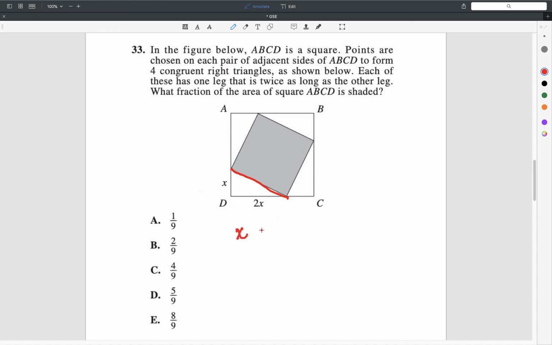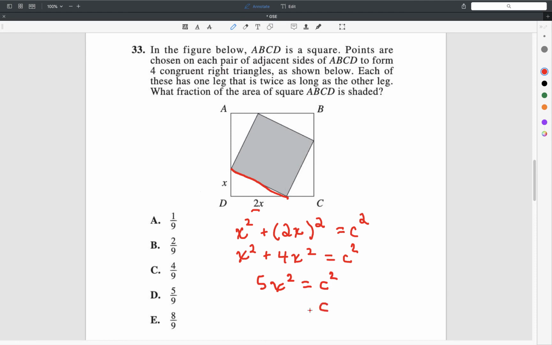And to do that, we'd again use the Pythagorean theorem. So it would be x squared plus, you have to be careful about how you write this, parentheses 2x squared is equal to c squared. When we do the math on that, we'll get x squared plus 4x squared is equal to c squared. And then from there, it will be 5x squared is equal to c squared. Taking the square root of both sides, we get that c is equal to the square root of 5x squared.